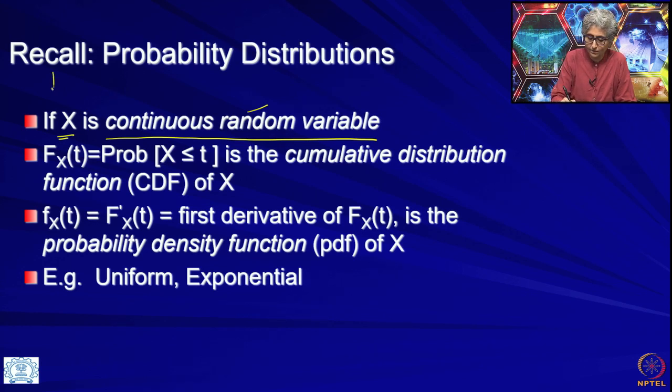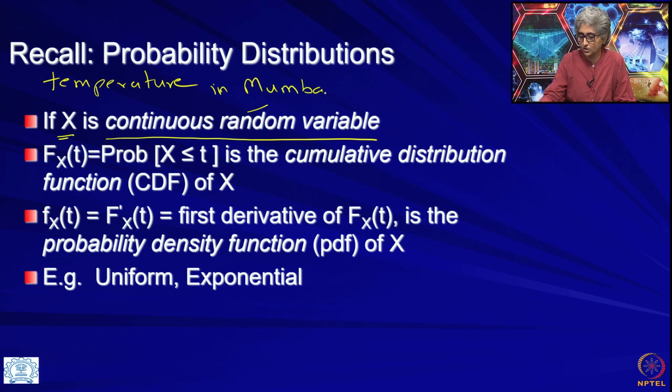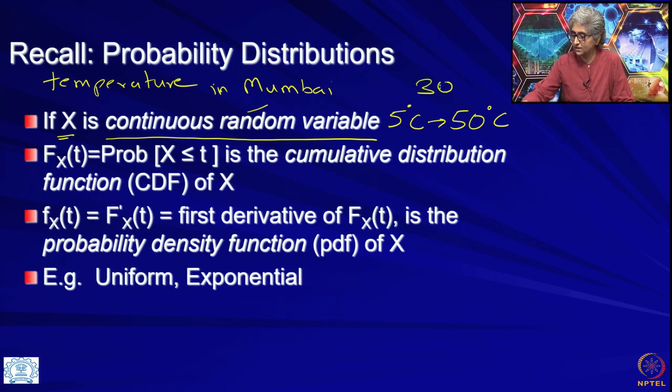For example, temperature in Mumbai, let's say. It is some random variable which can take a value, let's say in an extreme case, if we have a lot of climate change, we could go from 5 degrees Celsius to a maximum of, let's say, 50 degrees Celsius. Of course, that's where the probability is, right? The probability of a 5 degrees Celsius temperature in Mumbai is almost 0, even 50 is almost 0, but 30 is probably, I would say, half of the time it is around 30 plus minus.